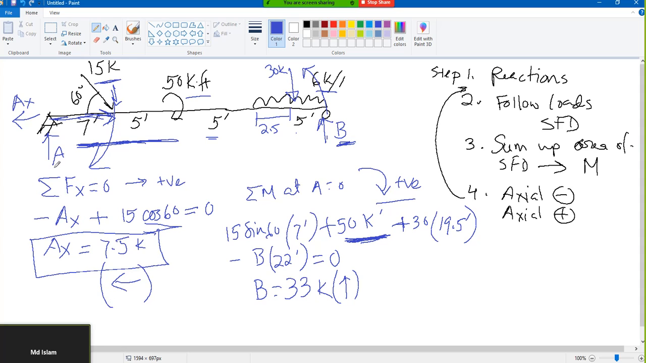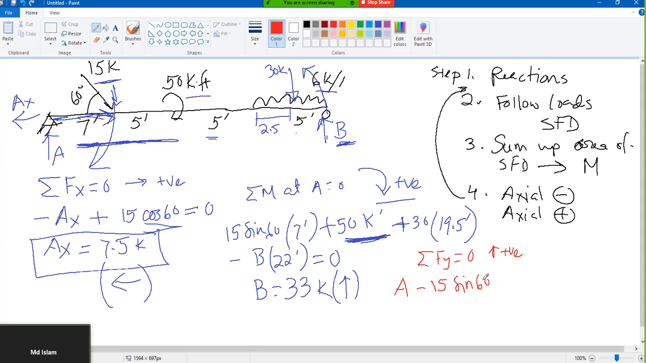Okay, then I have to find A. How to find A? Change the color. Summation of force along Y is 0. Say upward force is positive. What is my first force? First force is A. Next one is 15 sine 60. Next question, will I consider 50 kip feet? Answer is no. Now why no? Because I am summing up the force. I will not consider the moment.